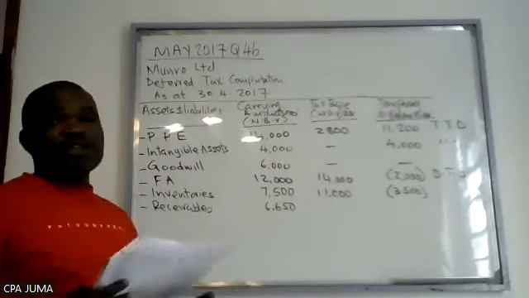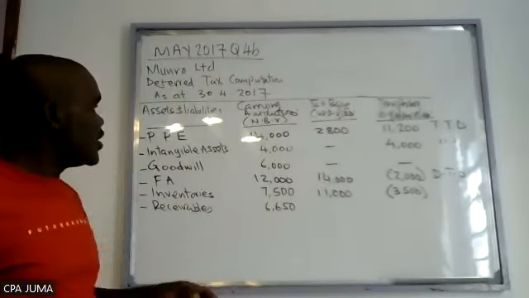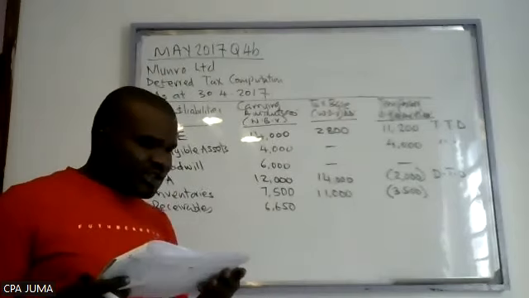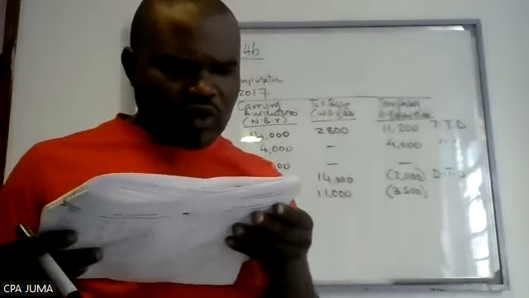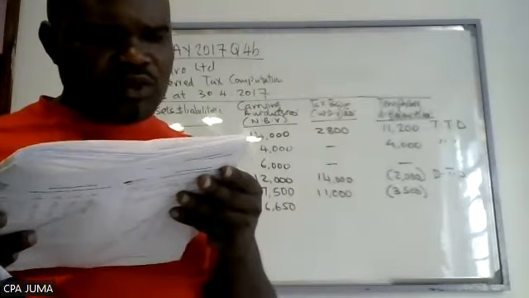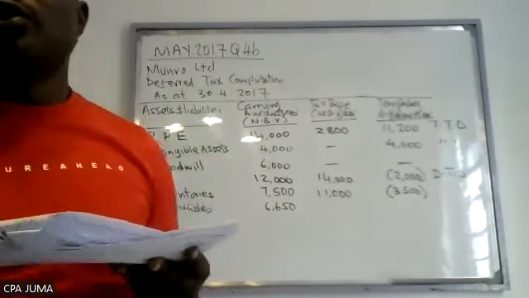Receivables. To go for receivables, the book value in the balance sheet is 6650. Receivables was mentioned in note number, which one? 6. Check note 6.